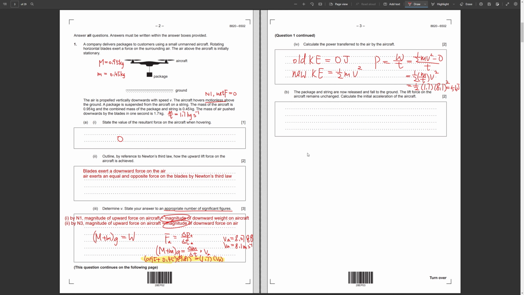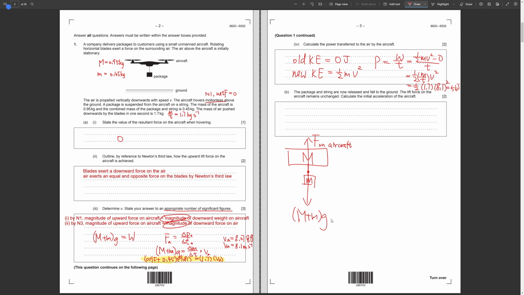Part B, let's make some drawing to visualize all the information. It was connecting an aircraft to the package, so we have big M and small m all together. The total weight is big M plus small m times g. At the same time, there is an upward force acting on the aircraft. And these two forces are balanced so as to maintain motionless.